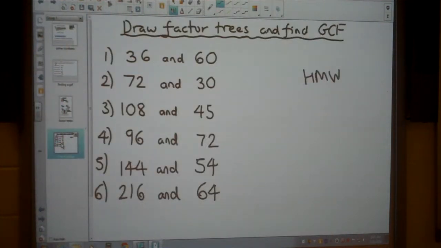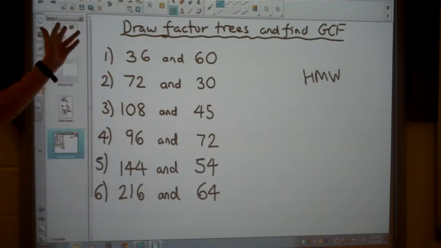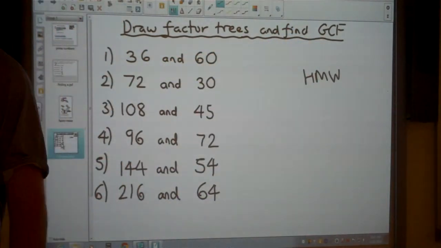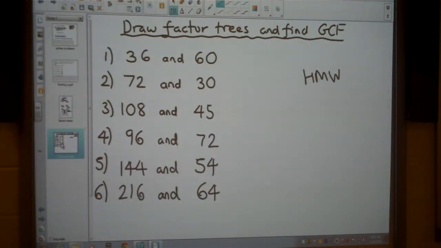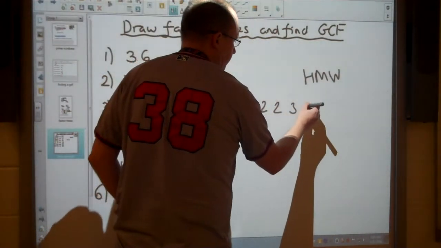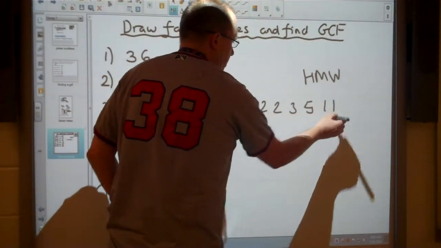Now the homework for today's lesson was just to repeat that exercise I just did with the factor trees, but with these numbers. That's just to find the GCF, so that means that you're going to have to draw the Venn diagram, look for numbers that appear in both, and then go ahead and label them. Now I'm going to show you one more example with a few extra numbers, just so you can see how it works.